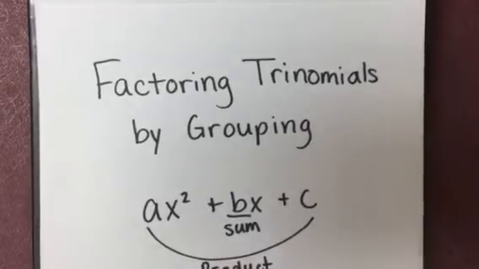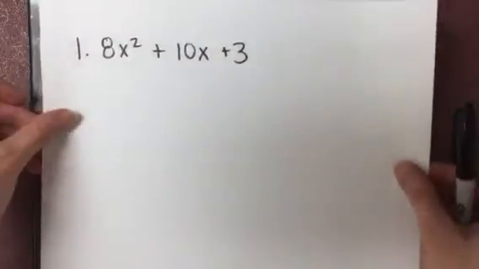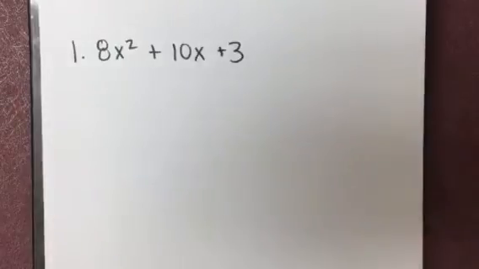Factoring trinomials by grouping. Example number 1. First, identify your a, b, and c values.